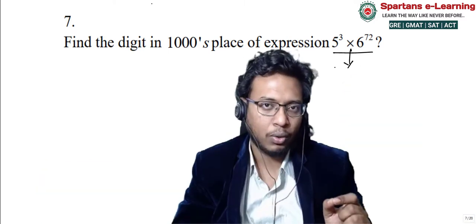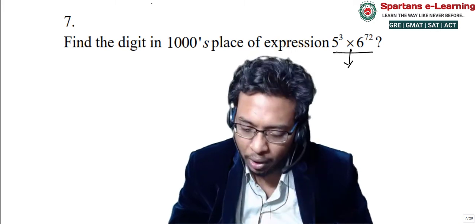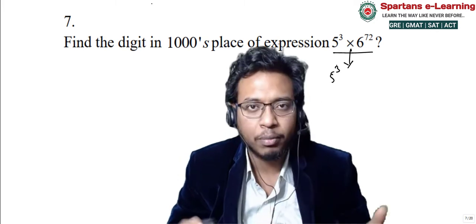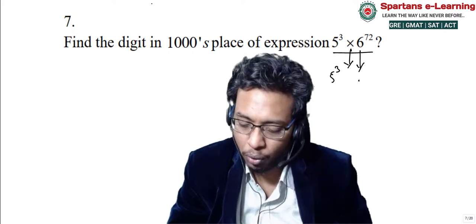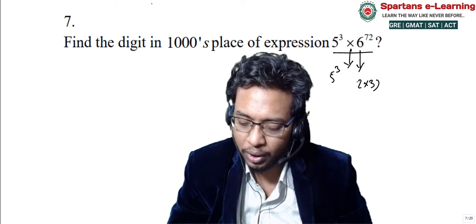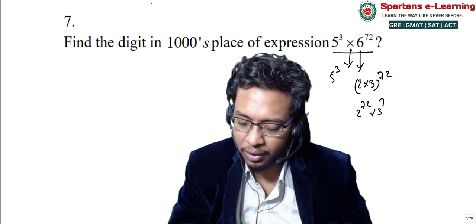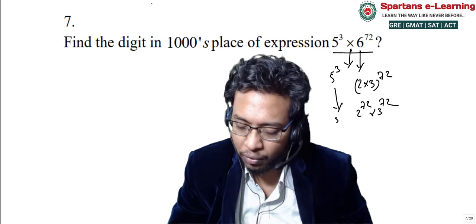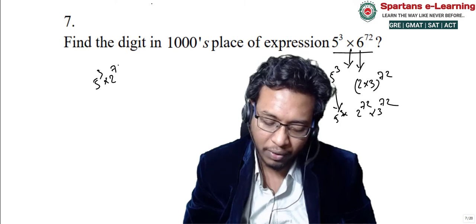So how many zeros will be there at the end of this number? As I told you in an earlier video, to get 1 zero you need 1 five and 1 two. Here you have 3 fives, right? 5 cube means 3 fives. So how many 2s do you have? This 6 can be written as 2 into 3 whole power 72. That means 2 power 72 into 3 power 72. And here we have 5 cube.